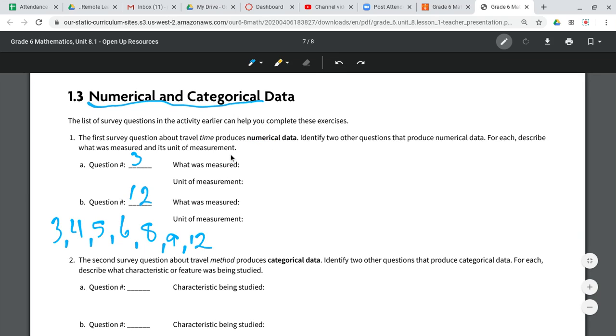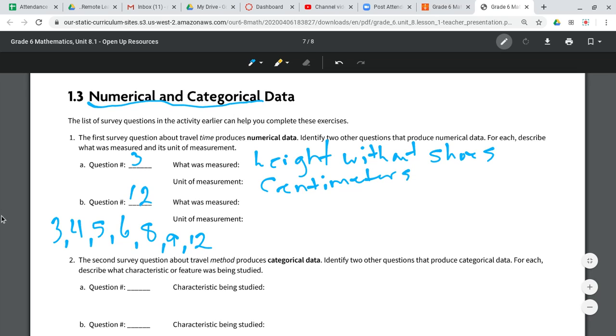All right, so in question 3, it was asking us, how tall are you without your shoes on? So what is measured is height without shoes. So then the unit of measurement would be, let's see, what did it say? How tall are you without your shoes on? Answer to the nearest centimeter. So our unit of measure is centimeters.